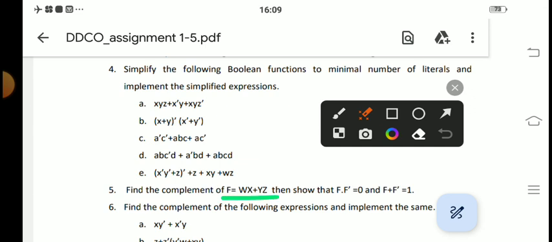Next: find the complement of F equal to the given expression. Then show that F·F' = 0 and F + F' = 1. Complement means F bar. You have to find F bar for this expression using De Morgan's theorem, and then prove that F·F' = 0 and F + F' = 1.